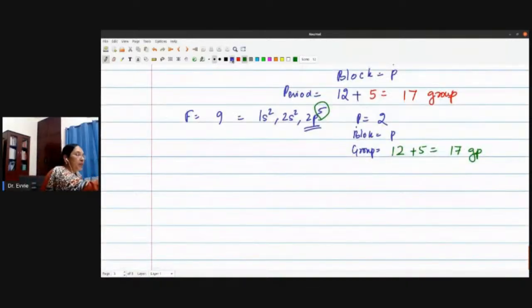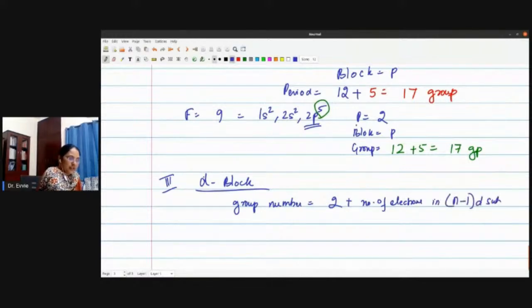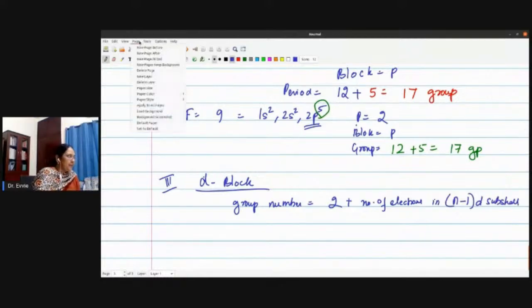Now coming to the D block elements. Okay, the third one is D block. How to find the group in D block? Okay, so here we will write the group number is equal to 2 plus number of electrons in (n minus 1) D subshell. Okay, so now let us see some examples.